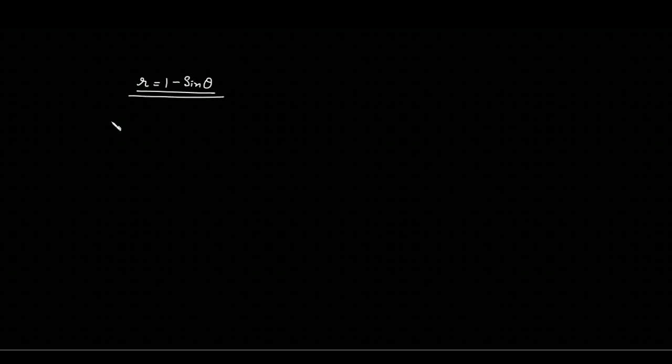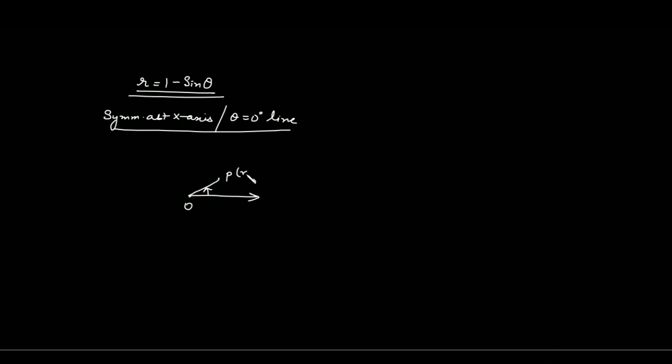So first of all we check the symmetry. Check the symmetry about the x-axis. X-axis means the theta equals 0 degree line. So let's suppose this is the pole and this is the initial ray. Let's suppose P is any point having the coordinates r and theta. If the point P dash satisfies the graph, then we will say our graph is symmetrical about the x-axis.